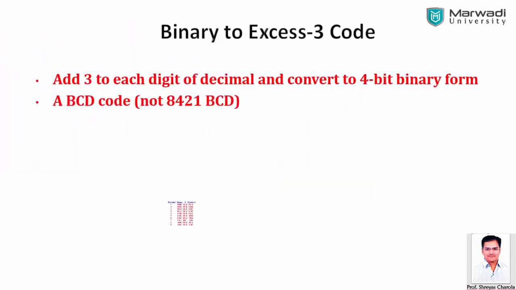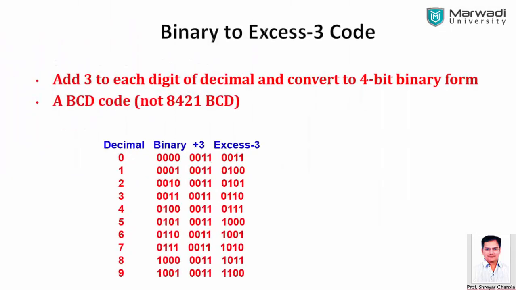Now how to convert any binary number into the XS3 code? Okay, if I have the 0 representation, binary can be represented as 0000. For XS3 it is represented as 0011. If I have any number, let's suppose take any number like 5. 5 can be represented as 0101.